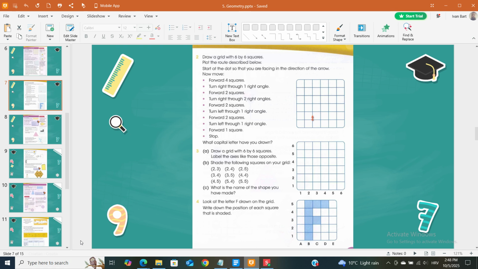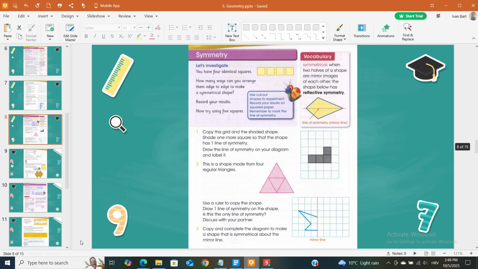4. Look at the letter F drawn on the grid. Write down the position of each square that is shaded.